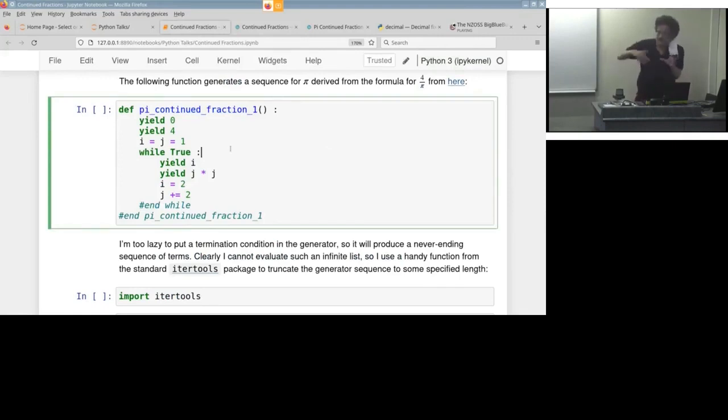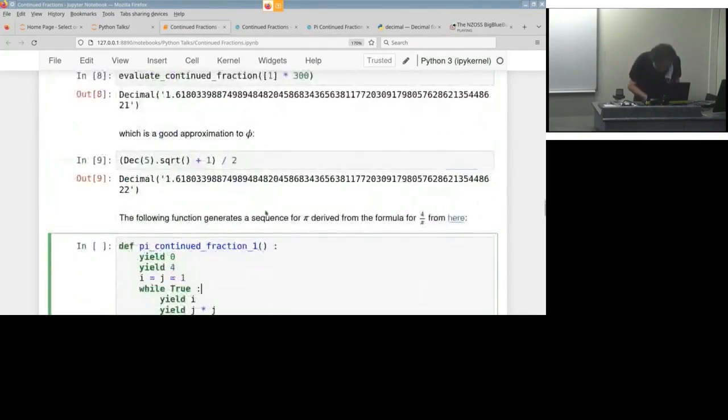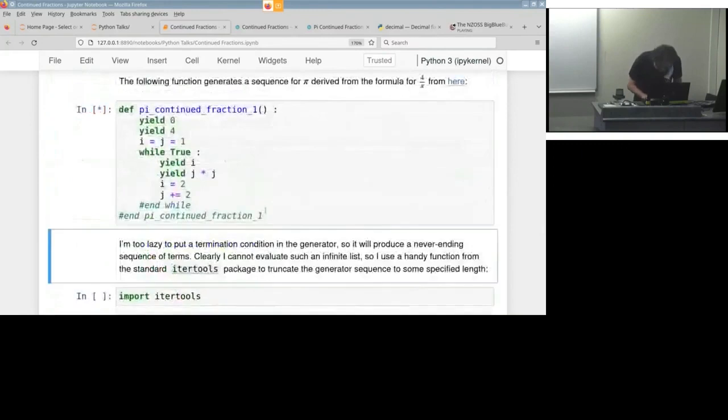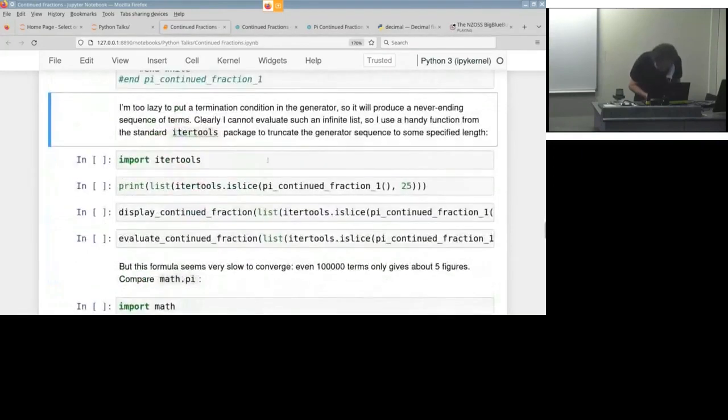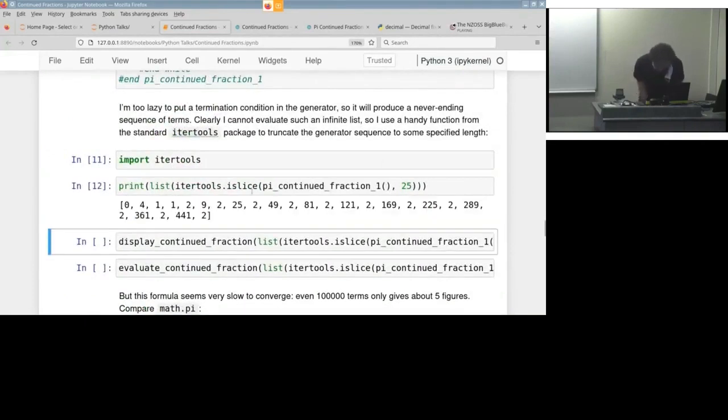So how can I generate a list from an infinite series? It just so happens itertools has a function for doing that. So let me do that. First of all, I'll define the function, and I import itertools, and then I'll show you what I mean. Itertools has a function called islice, and there we go. That's the first 25 terms of the series.